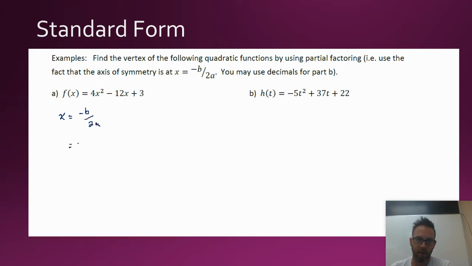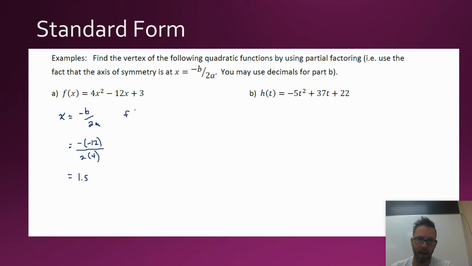So that's the negative of negative 12 over 2 times 4. So that's 12 divided by 8. And let's use decimals. I said you may use decimals for part B, but let's use decimals for part A too, no big deal. 12 over 8 is 1.5. So the vertex happens when x equals 1.5.